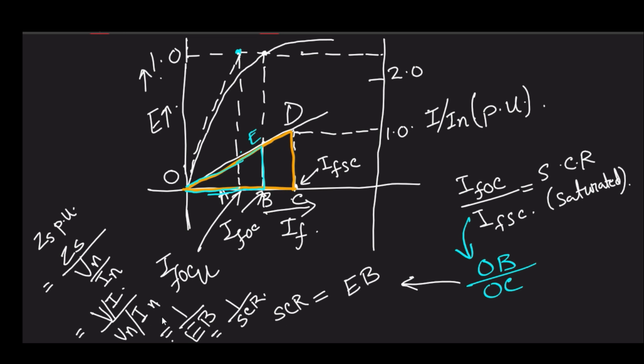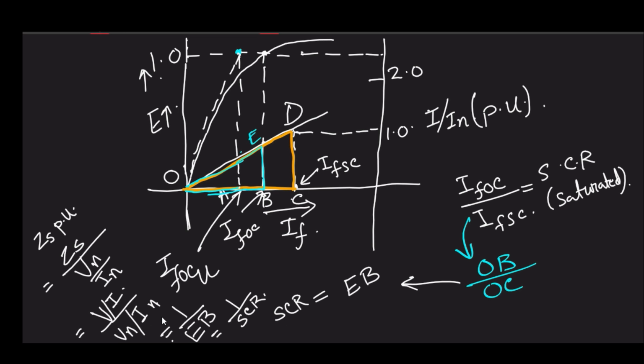In this test, we allow our machine to run at its rated speed. And we connect a balanced three-phase purely inductive load to our machine terminal. Now, we will increase the field current till the full load current is flowing through that inductive load.